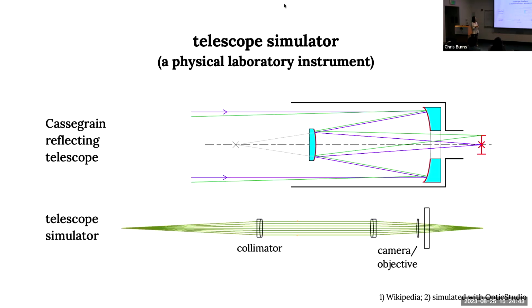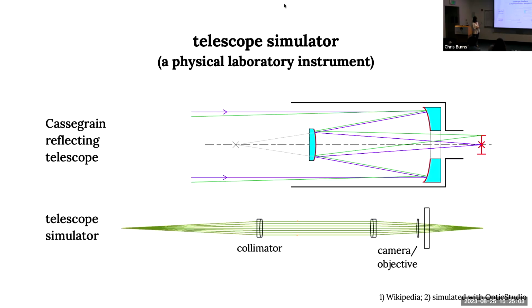In this diagram, you have light coming in from a very distant object, such as a star, and it comes in parallel rays and hits the first surface, which is the primary mirror of the telescope. That light is then redirected towards the secondary mirror and then refocused onto the telescope focal plane. There it forms an image of a point source.